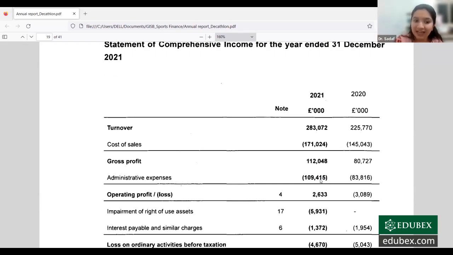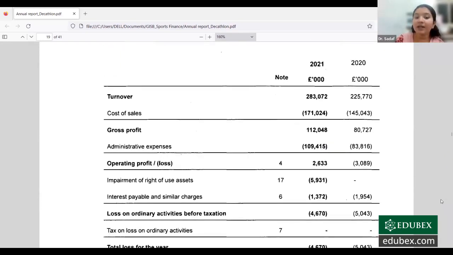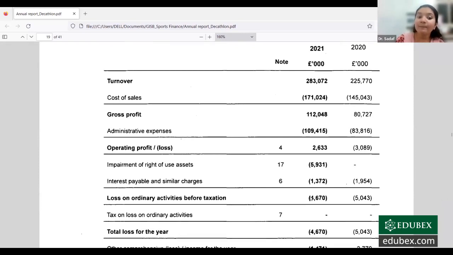After we minus the administrative expenses, we get the operating profit or loss. This operating profit or loss is also called earnings before interest and tax. Operating profit is also referred to as earnings before interest and tax. And then we might also minus any impairment.